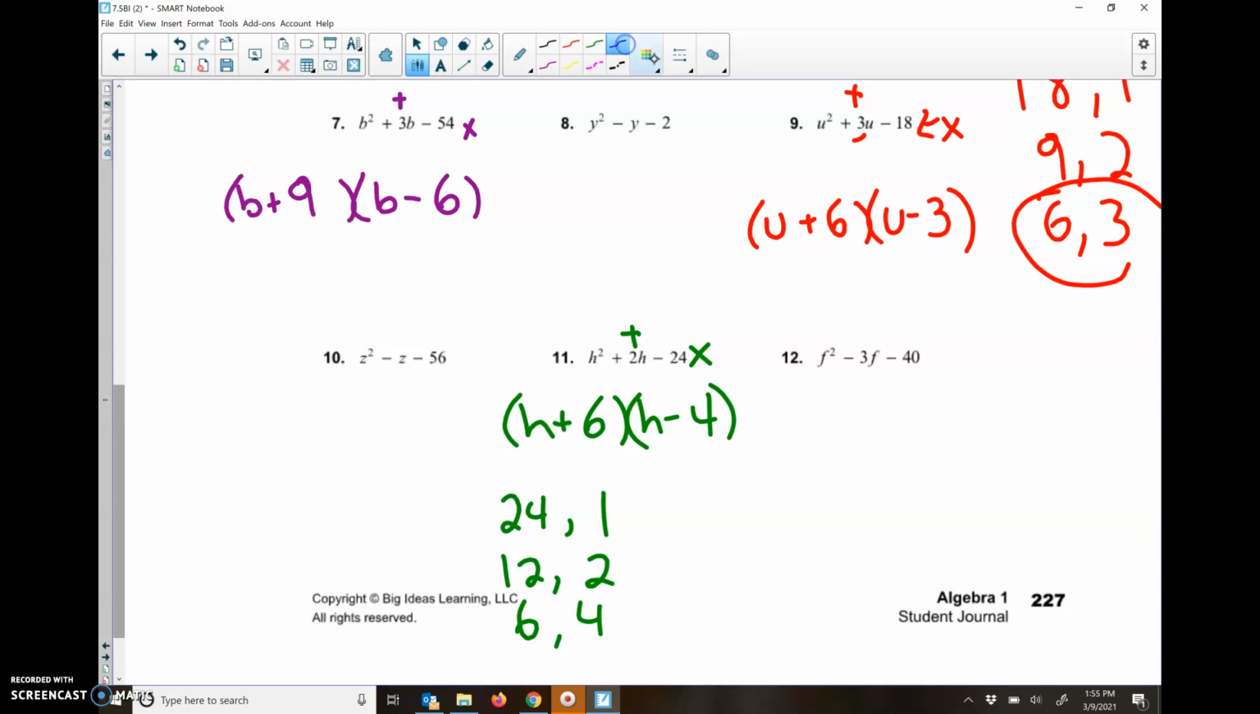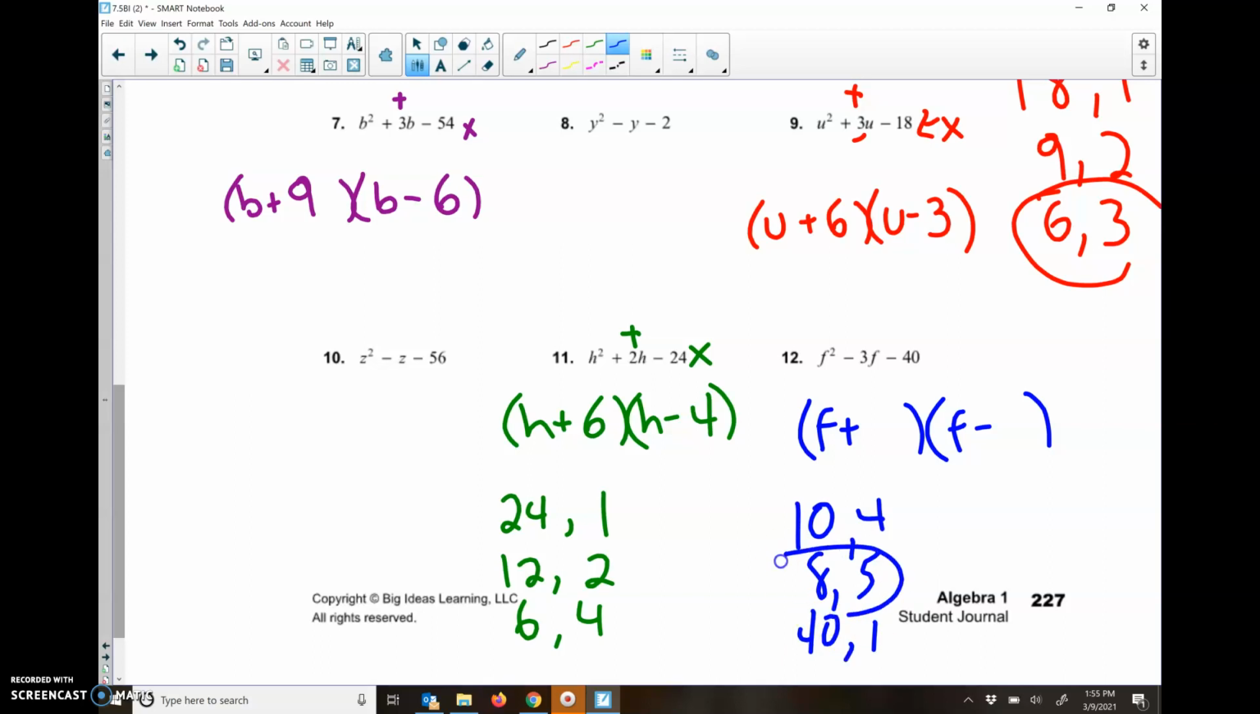Let's do 12 actually, because that one has a negative 3. So that one's going to be a little different. So f plus and f minus. Different ways to get to 40. I can do 10 and 4, 8 and 5, 40 and 1. And we're going to be looking at 8 and 5 because the difference of 8 and 5 is 3. So f plus a positive 5 and f minus 8. So negative 8 times 5 still gives me that negative 40. And then negative 8 plus 5 gives me that negative 3. So make sure you're really paying attention to the signs there of what it is.